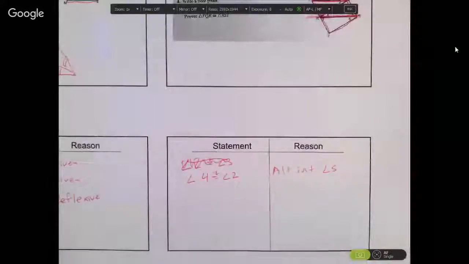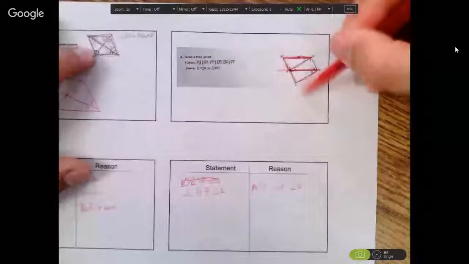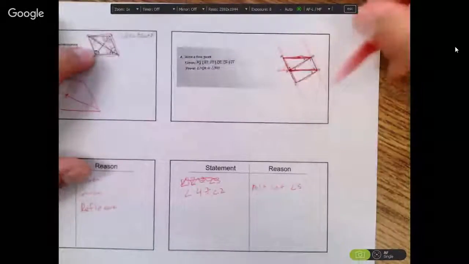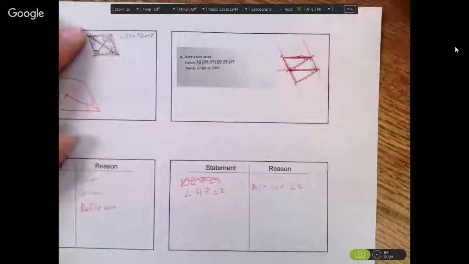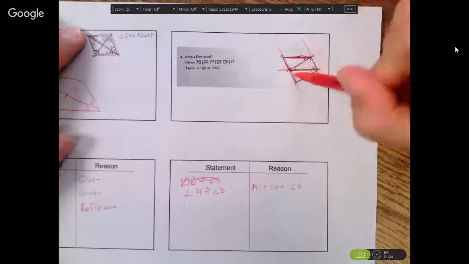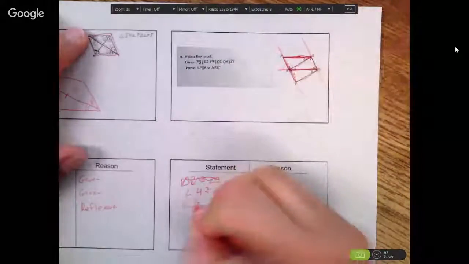All right, so next they tell us that PT here is parallel to QS. That is true. So that means angles 1 and 5 are congruent, angle 5 and 6. No, I think it's a 7. There we go. Angle 5 is congruent to angle 7.